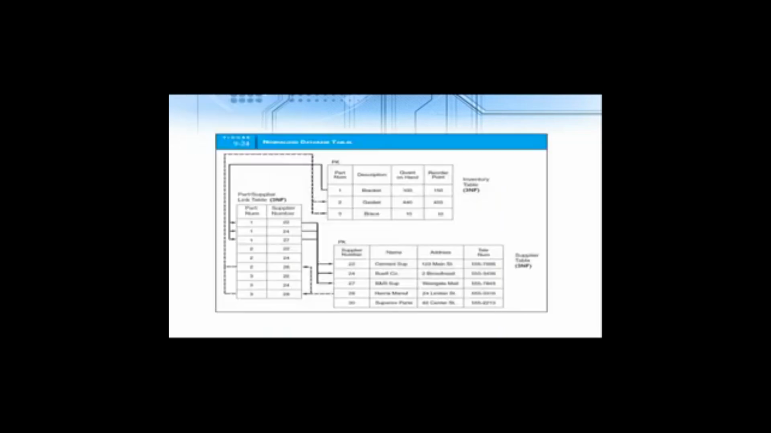Keys in M-to-M cardinality. An M-to-M relationship is presented in figure 9-24, which is based on the inventory status report shown in figure 9-14. In this situation, the business rule specifies that each vendor supplies the firm with many inventory items, and each item may be supplied by many different vendors.